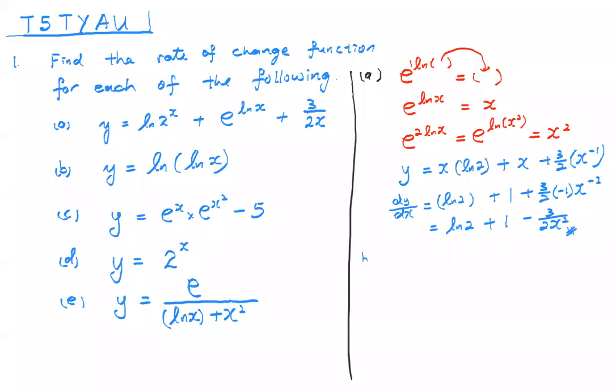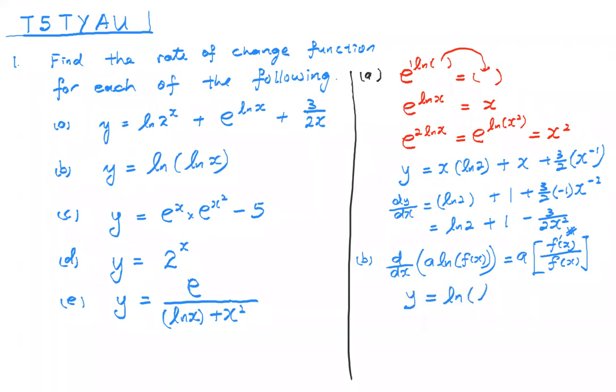Okay, for part B, for you to differentiate this, you use the ln formula. That is, if you have ln f(x), the answer is a fraction: f(x) put at the bottom, and f prime x put on top. So your y equal to ln x. Whatever inside here is your f(x), okay?